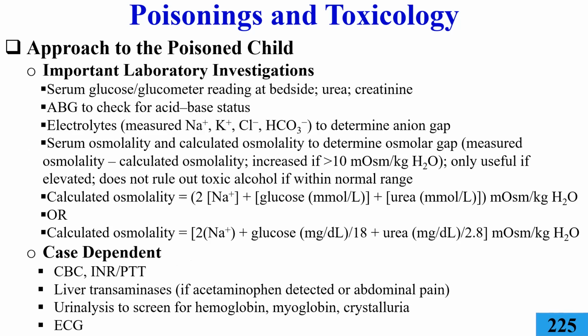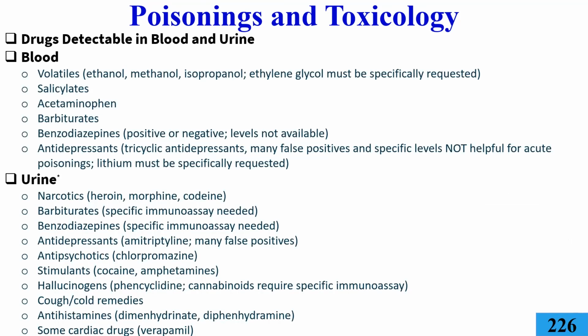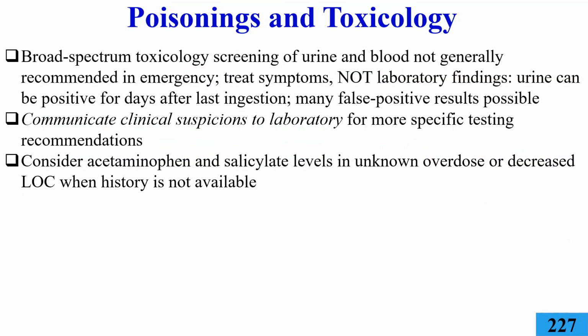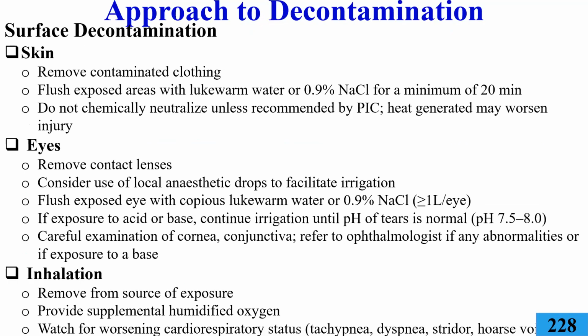We need to calculate the osmolarity, with or without considering potassium when we calculate it. Toxicology screening of the blood depends on the cause, and the urine also depends on the cause. Broad spectrum toxicology screening is important, but sometimes a specific one is needed depending on the situation.